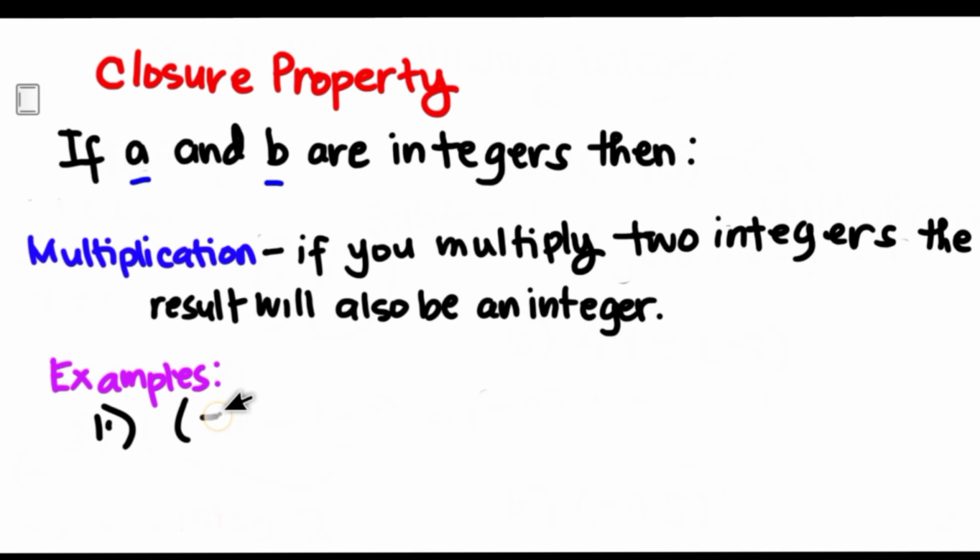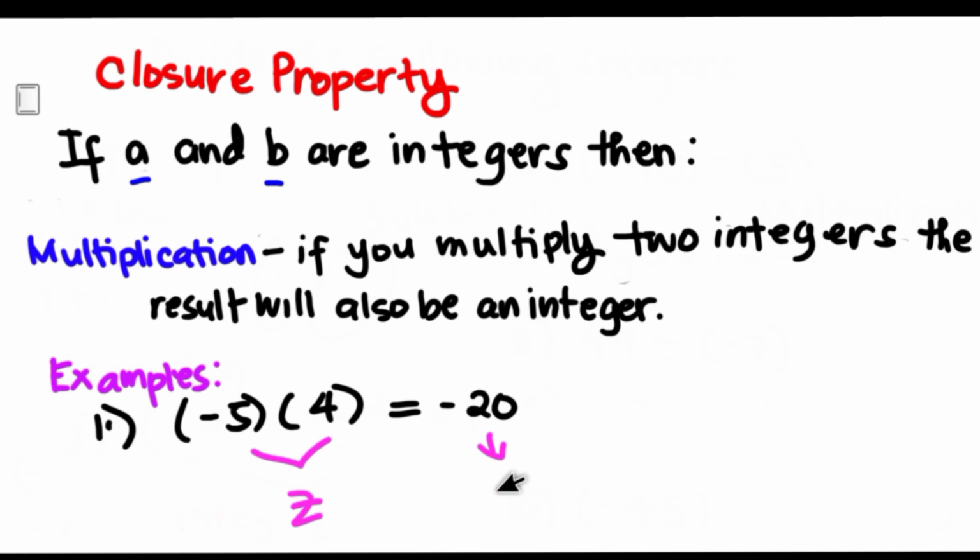So, negative 5 times 4. Negative 5 times 4 is equal to negative 20. So, we have negative 5 and 4. Integers yan. And also, yung negative 20, yung product, or yung sagot sa multiplication, ay also an integer. So, tama po yung sinasabi po sa atin ng closure property.